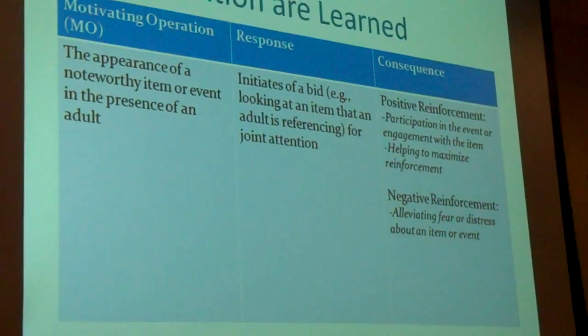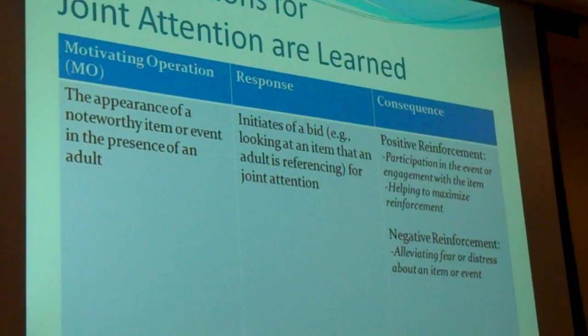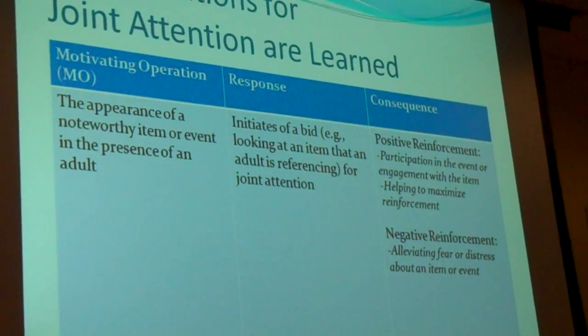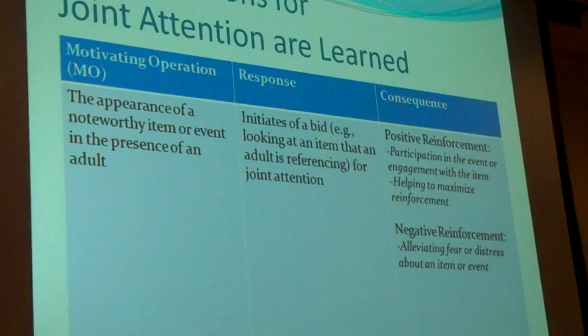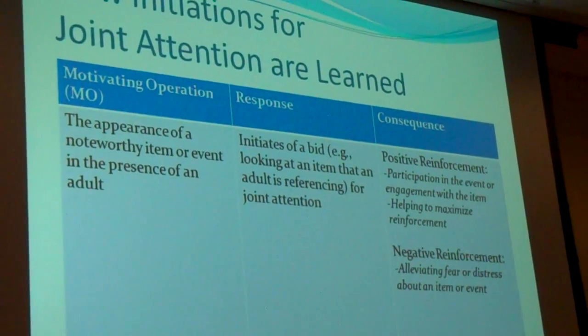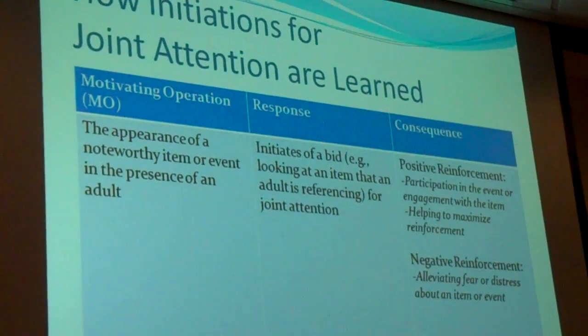There's some sort of motivation for the child to either look at the item or look at the person. So under here, we're looking at the appearance of a noteworthy item or event in the presence of an adult, followed by the child's response, which is that they initiate a bid for joint attention. So it's doing that eye gaze shift between the object and the adult and then back to the object.